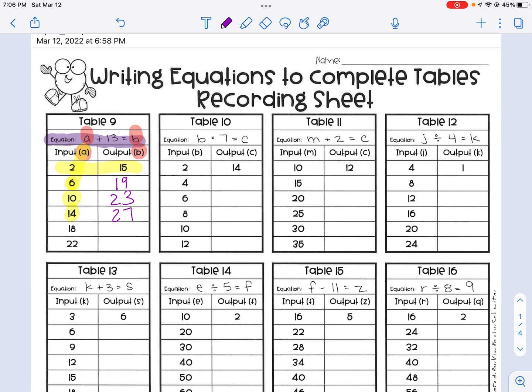Once you move on to the next table, pay attention to what the next rule is, because the rule, or equation, does change for each function table. If you have any questions, please talk to the people in your group before talking to your teacher.